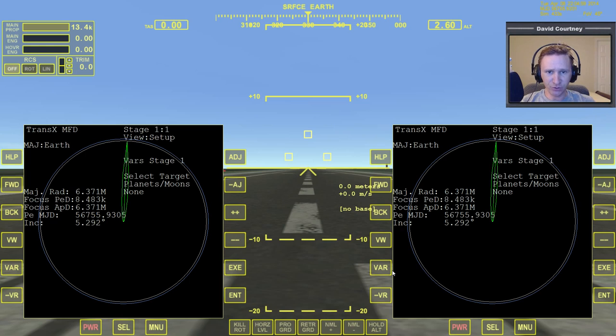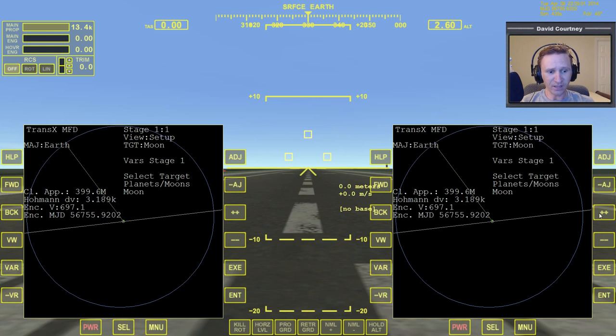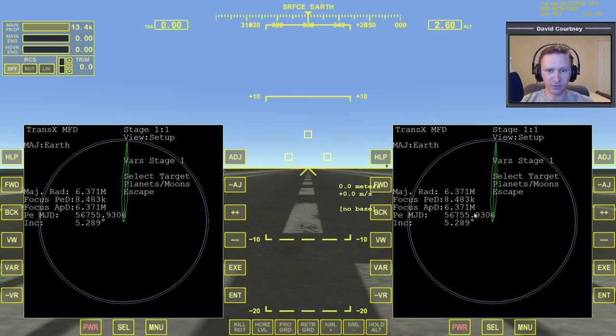Now, to set up a flight to Mars, we need to actually escape Earth. So we're going to go plus plus, and then we're going to go to escape. So that's step one, in stage one view setup, set your target to escape. Now you don't target Mars from Earth. Like when we're going to the moon, we actually target the moon directly from Earth, and that's because the moon is actually in orbit around the Earth. But Mars is not in orbit around the Earth. Mars is in orbit around the sun. So we actually need to escape Earth completely. We need to get completely away from Earth's gravitational pull. So that's why we choose escape.